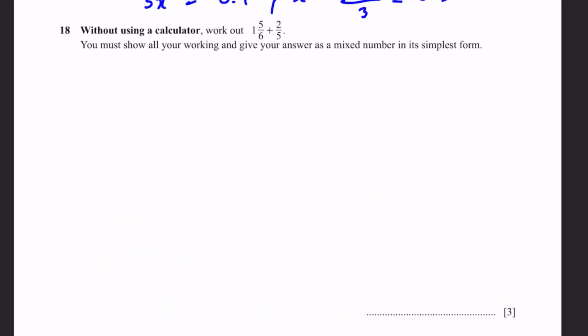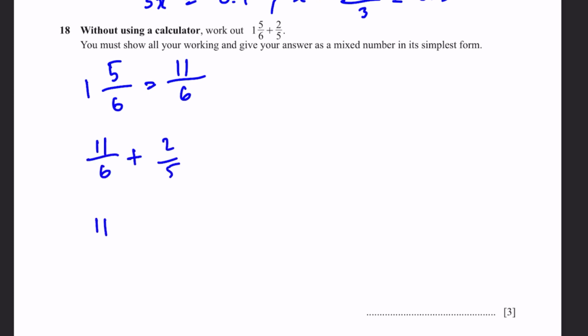Question 18. Without using a calculator, work out 1 5/6 plus 2/5. You must show all your working and give the answer as a mixed number in its simplest form. So we'll change 1 5/6 into an improper fraction. 1 5/6 is equal to 6 plus 5 by 6, which is equal to 11/6. And then 11/6 plus 2/5.